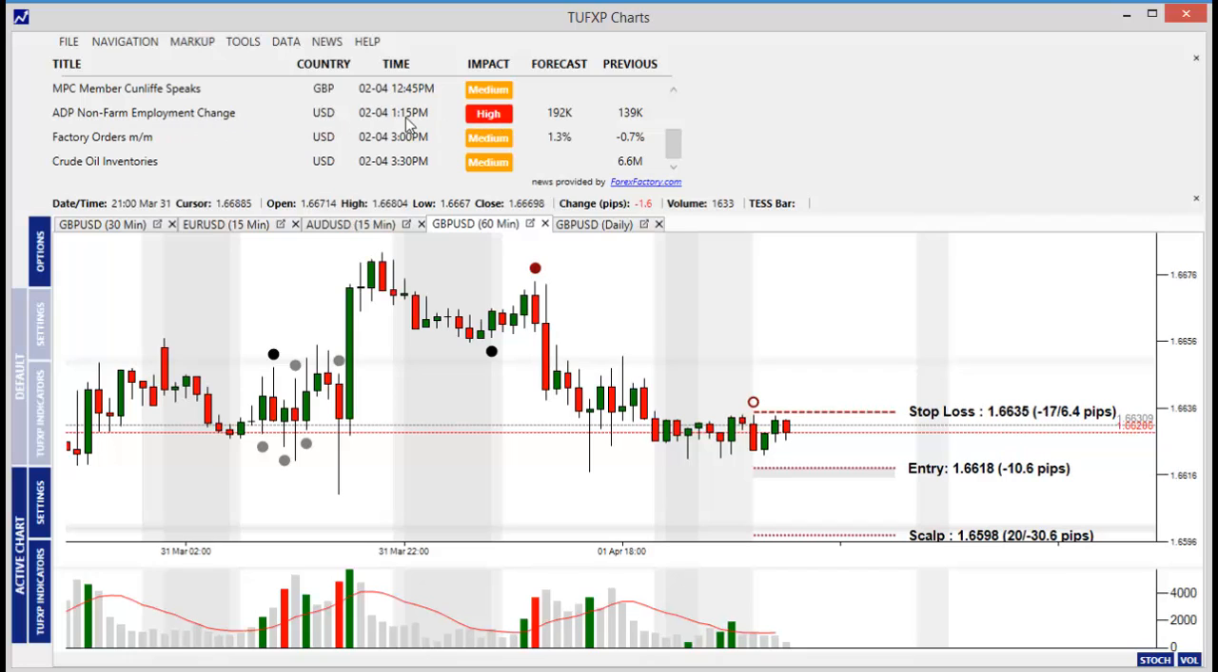So this is the biggie for today. You don't want to be in the market when this one's released. This is out at 1:15 today, so be warned on this one. You don't really want to be in the market.